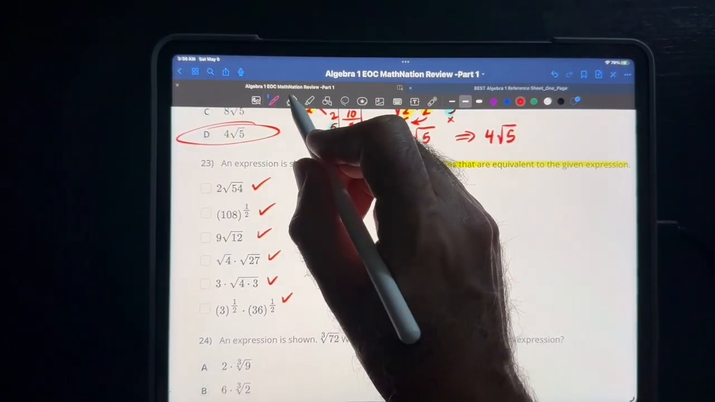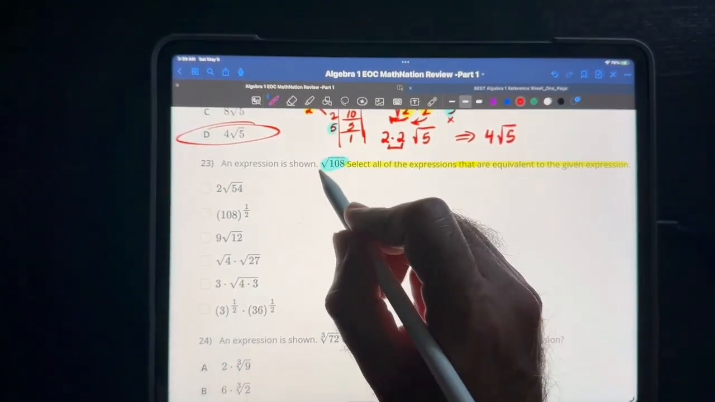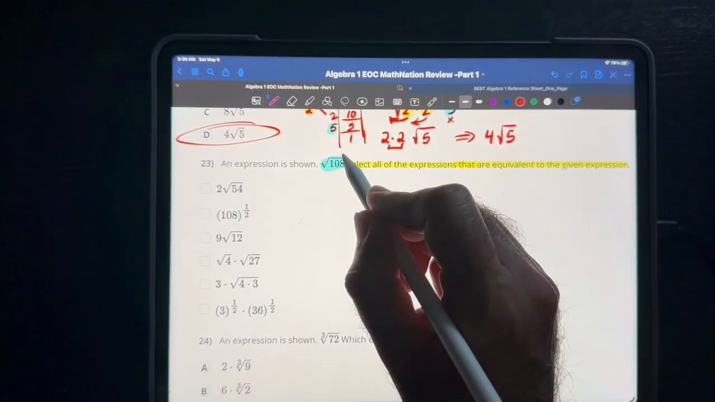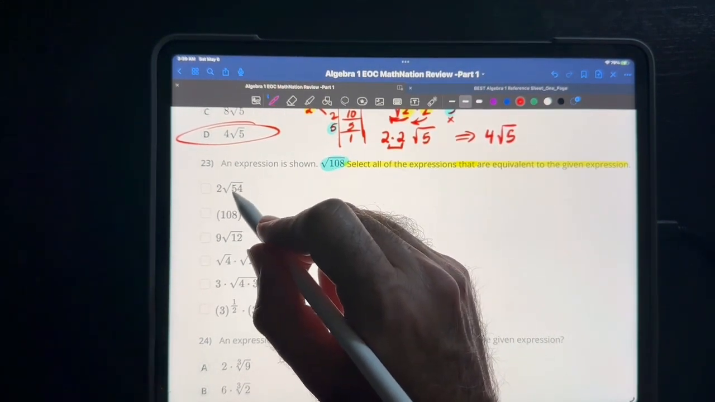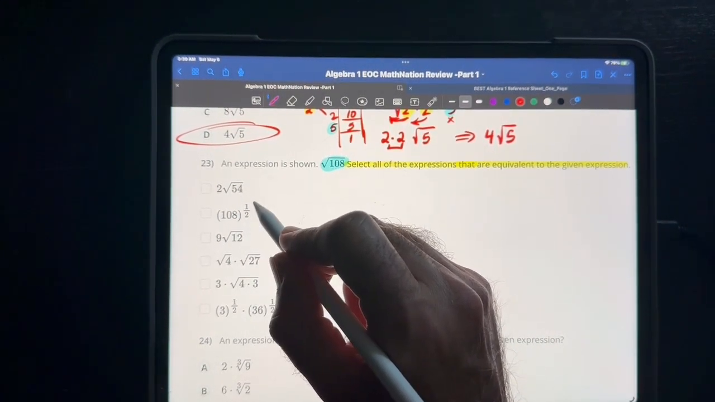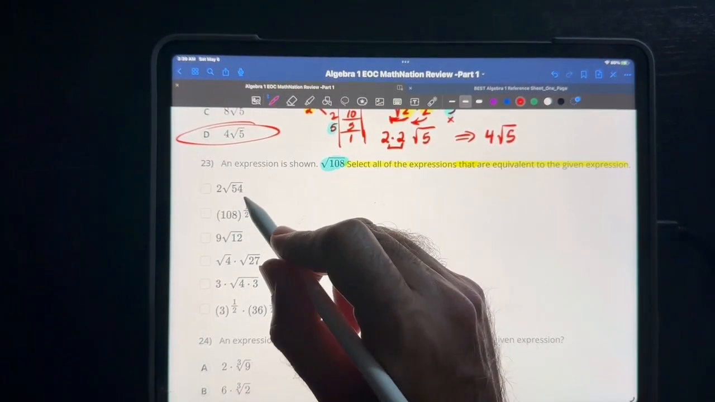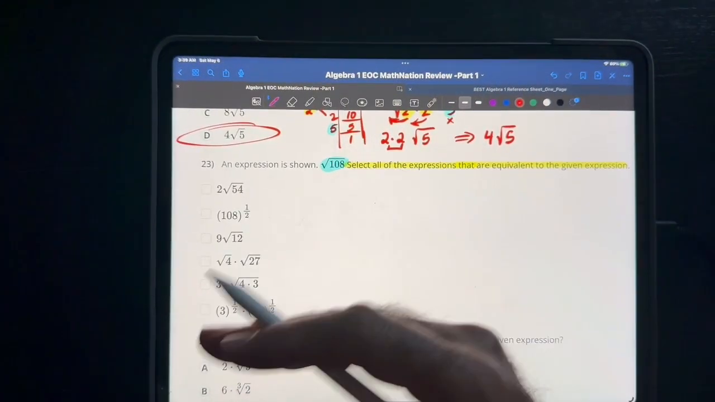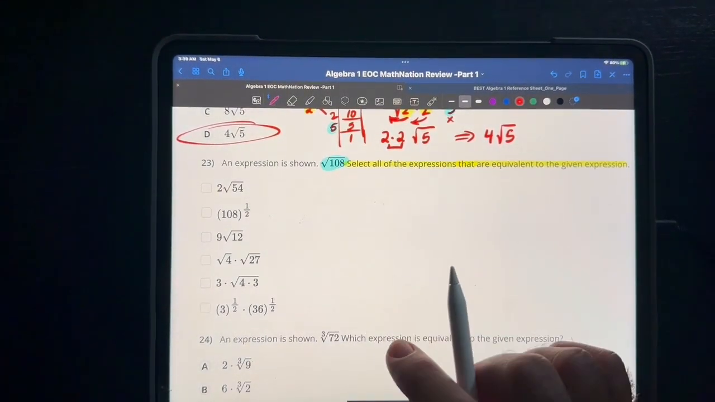And what I'm going to do is use the calculator, put this in the calculator, get a decimal, okay? And then put all of these in the calculator, get a decimal, and see if they match up. If they match up, then you know it's equivalent. Equivalent means they're the same, okay? They're equal. So this is how we're going to tackle it.